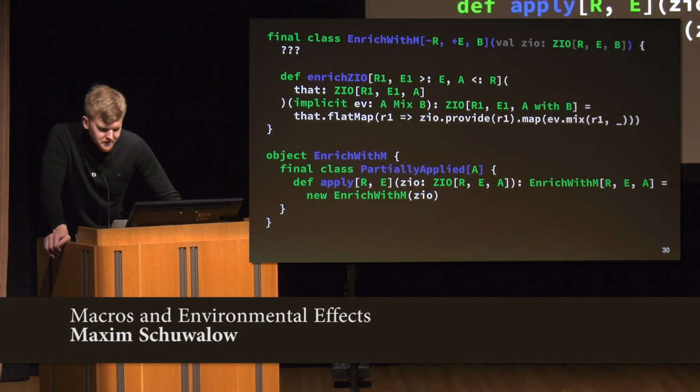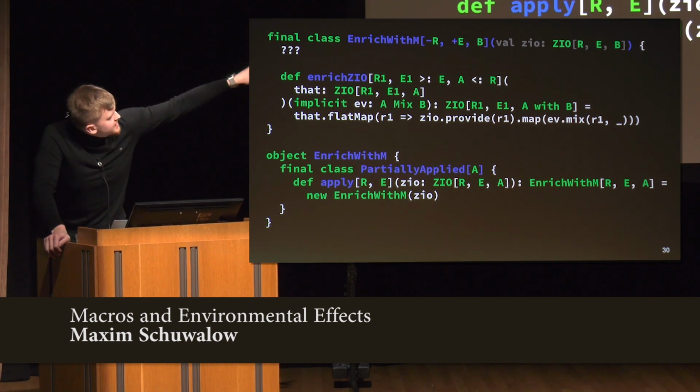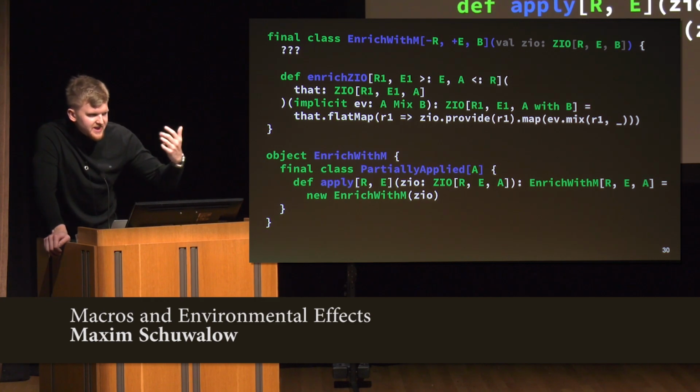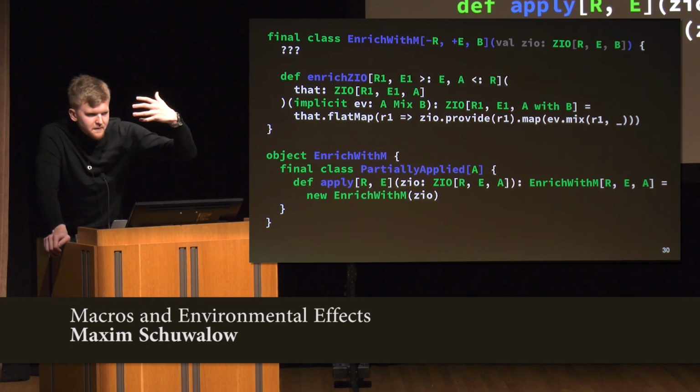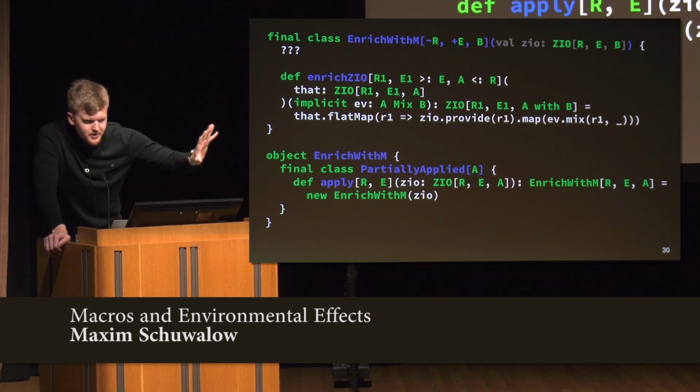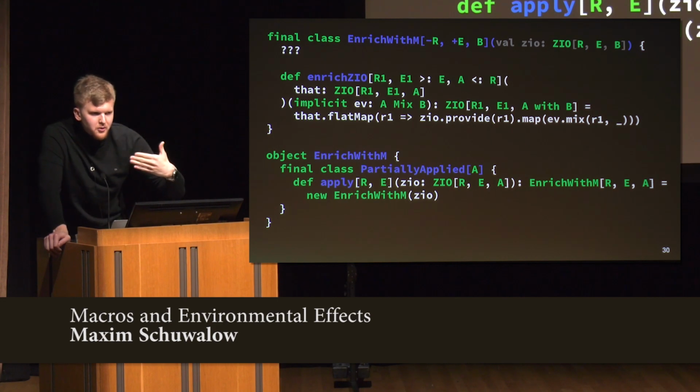So this is enrichWithM. This just wraps a ZIO of R, E, B, and given a ZIO that can provide all the dependencies of your original effect, it will chain the first effect to the wrapped effect, and then compose the environment, or the outputs of both of these, together using Mix.